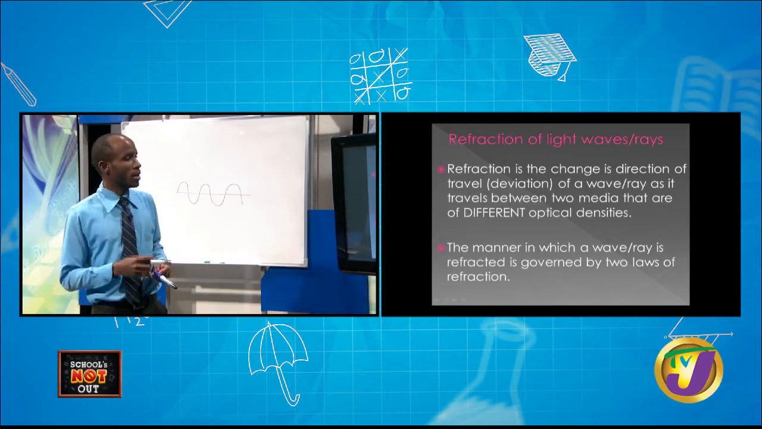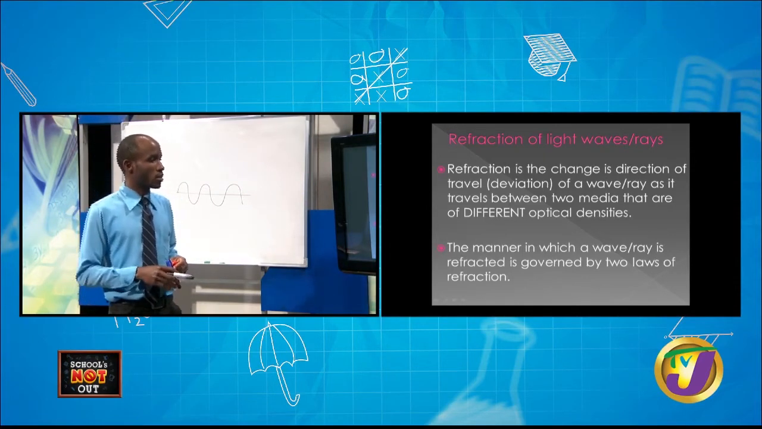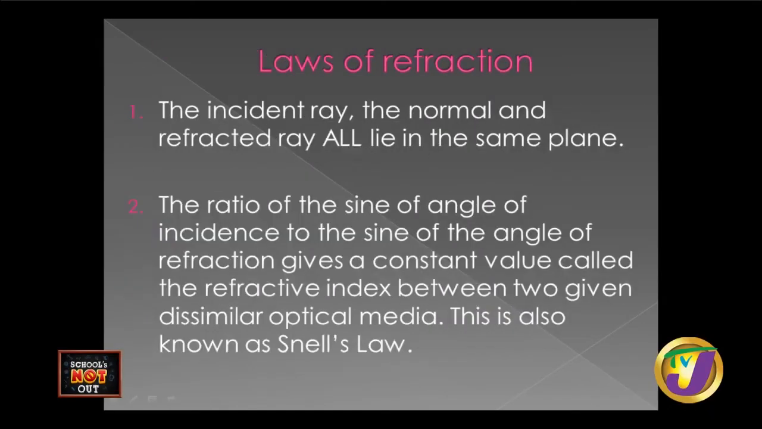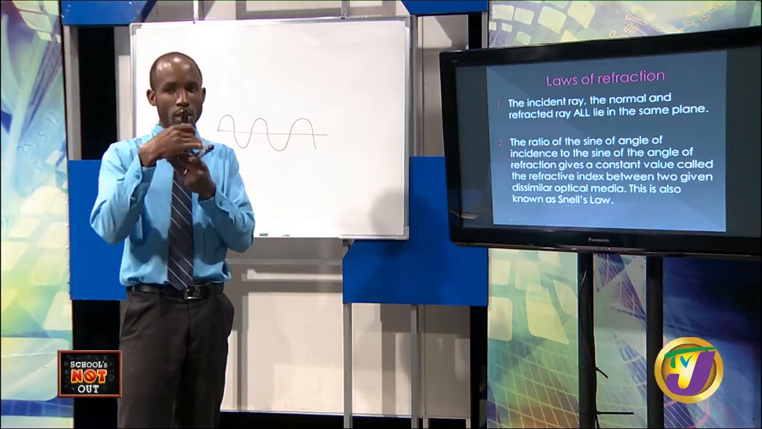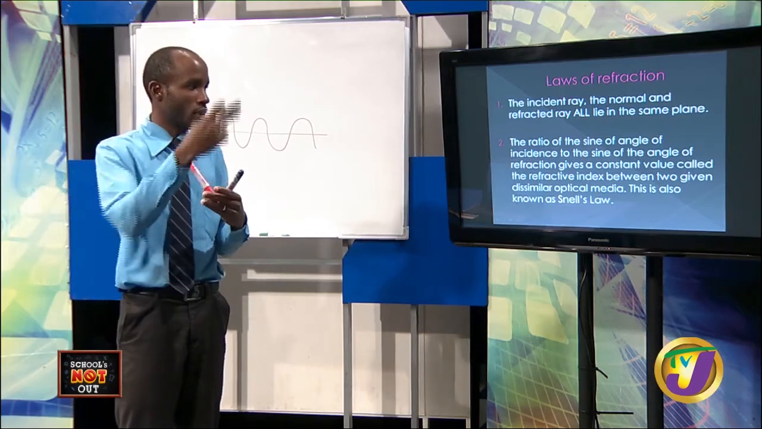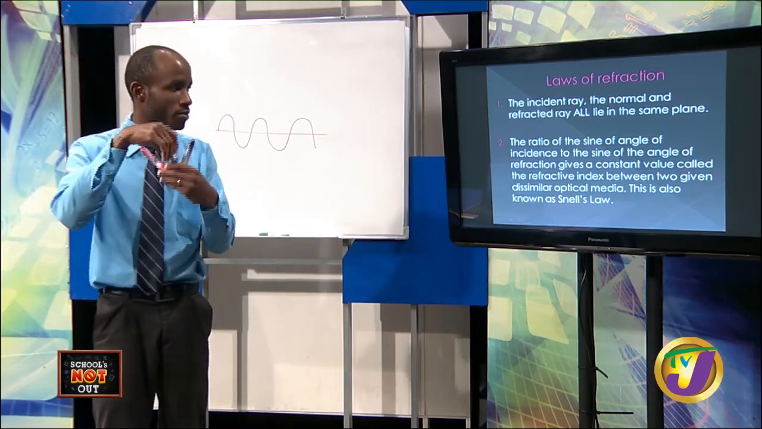Now, the manner in which a wave or ray is refracted is governed by two laws of refraction. Again, we look at the laws. The incident ray, the normal ray, and the refracted ray all lie in the same plane. Remember that thing that I showed you a while ago? It's the same thing that applies here. Incident ray, normal, refracted ray, all lie on the same plane.